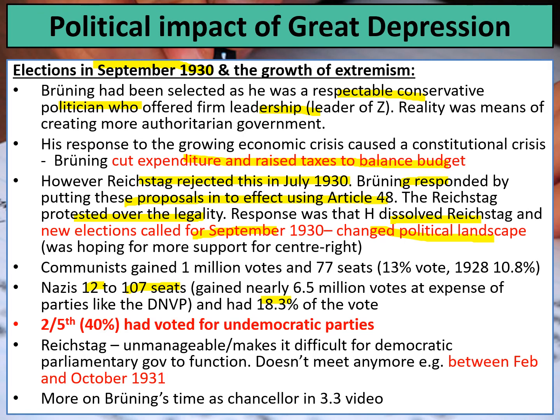As we mentioned, the Nazis gained a lot of votes, about 6.5 million, going from 12 to 107 seats, or 2.6% of the vote to 18.3%. But they're not the only extremist party that gains from this. The communists do as well. They gain nearly 1 million votes and they go up to 77 seats. And you can see they've got about 13% of the vote in comparison to the 10.8% that they had in 1928.